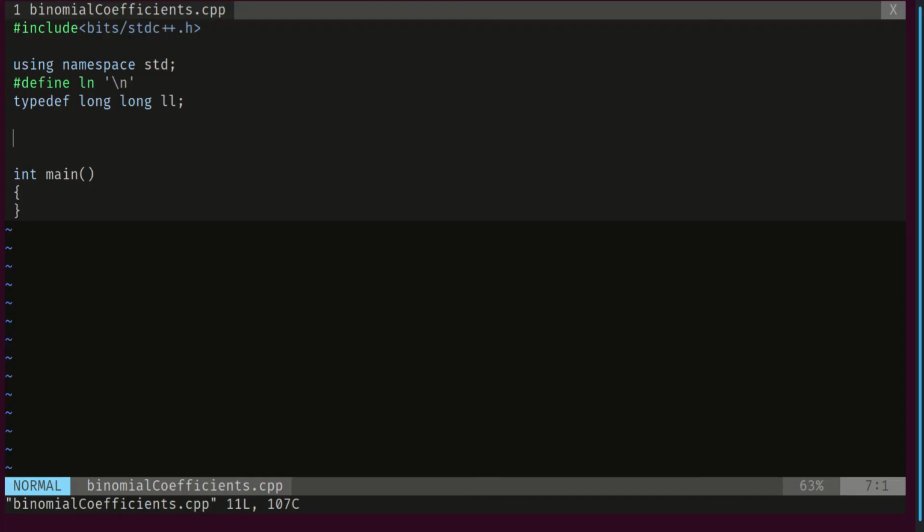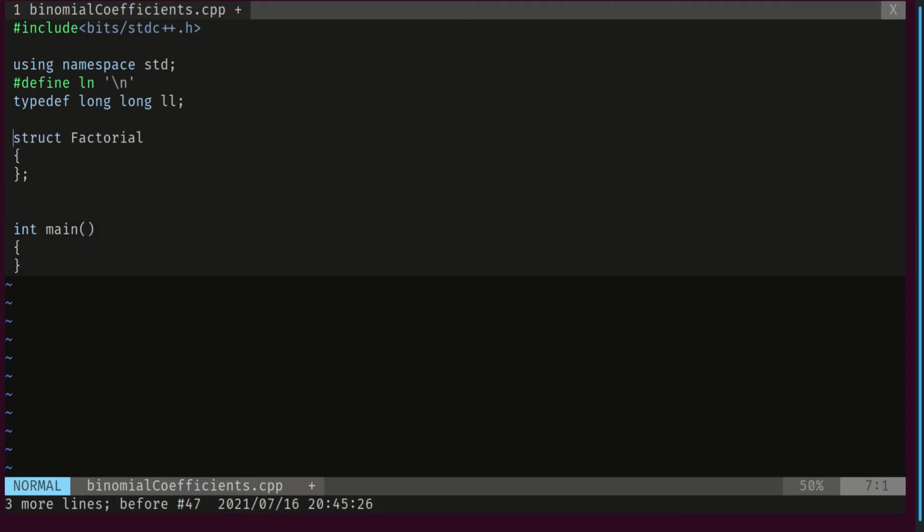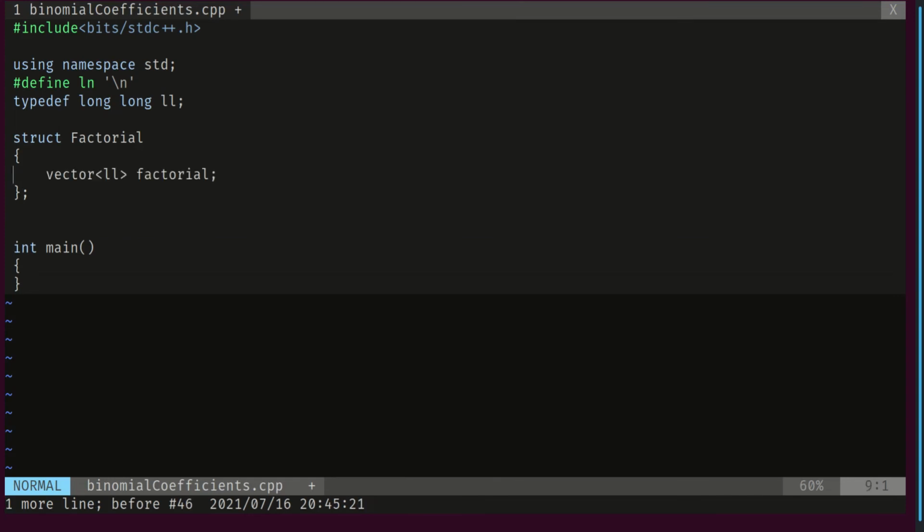So this is our program. Since binomial coefficients come back time and time again, and since factorials do that as well, I'm gonna actually code this as a structure or as a class. I will just use a structure so I don't have to declare things as being public. In a struct they are public by default. And I'll call my struct factorial, and it will have the following attributes.